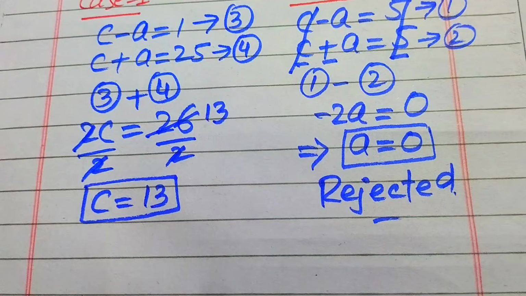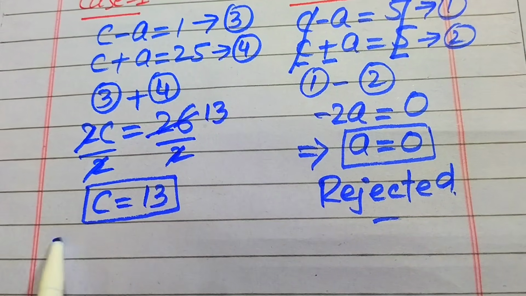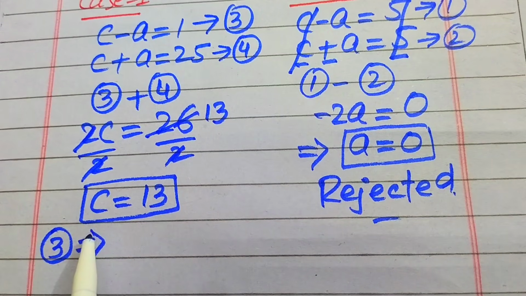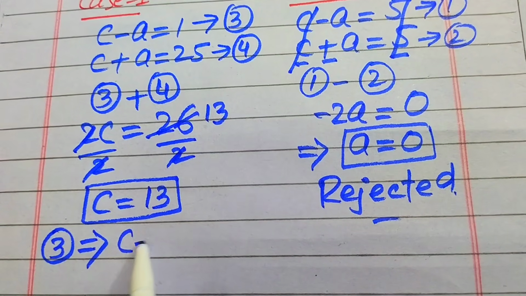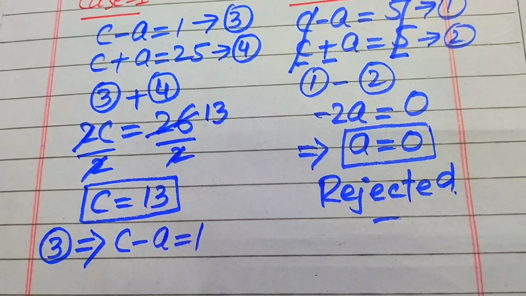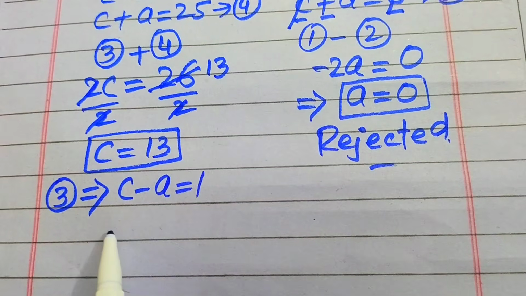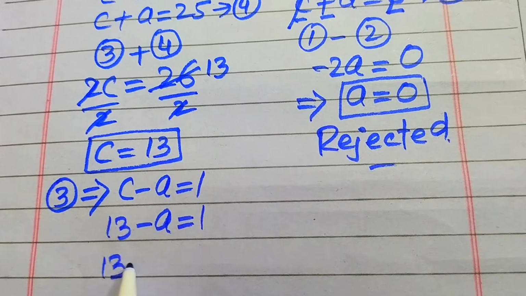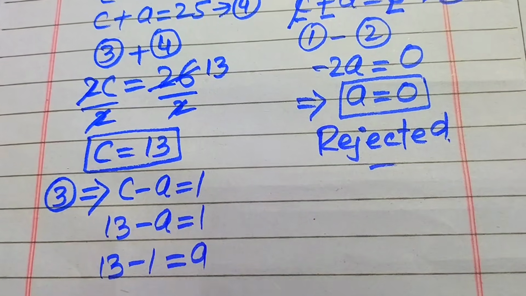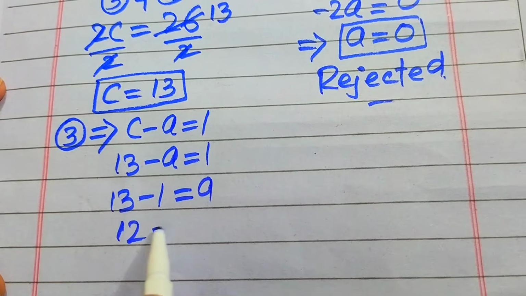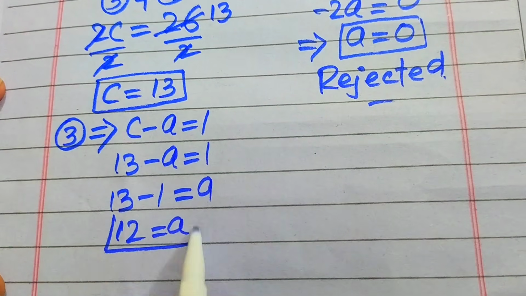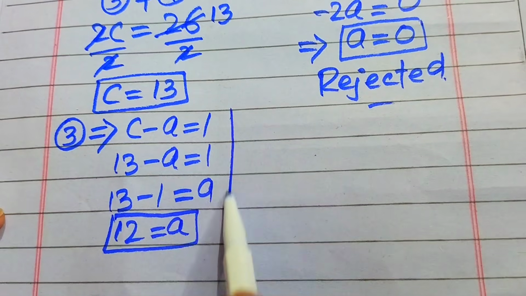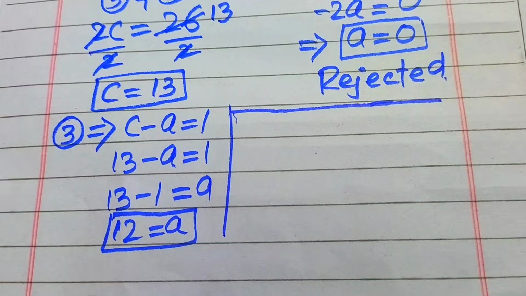Now we use this value of c in equation number 3 to get the value of a. When we put this value of c in equation number 3, it is written as c minus a equals 1. So 13 minus a equals 1, and we have 13 minus 1 equals a. 13 minus 1 becomes 12, so a equals 12. This is the value of a, and this is the value of c. So we easily get both values of a and c.